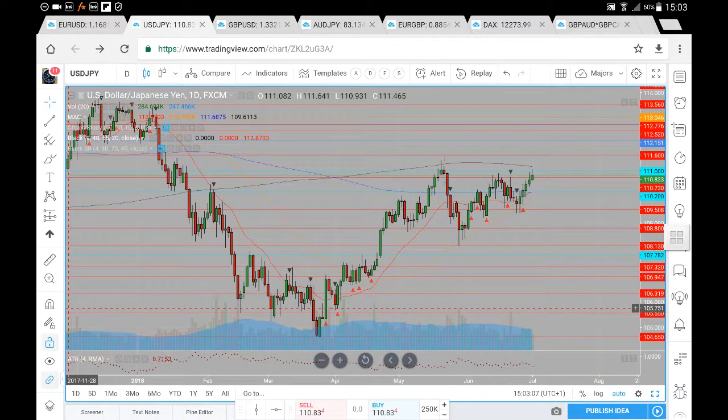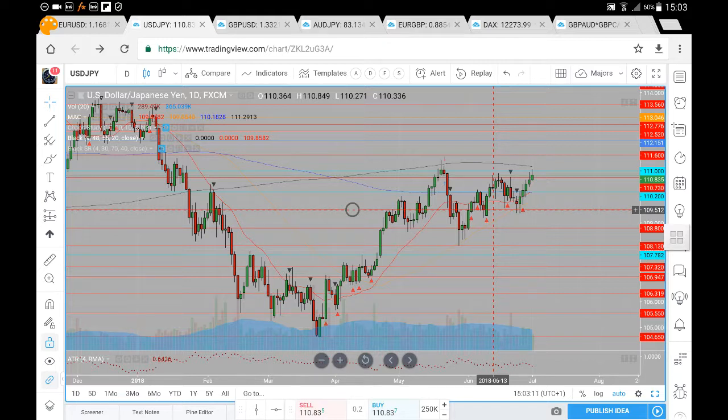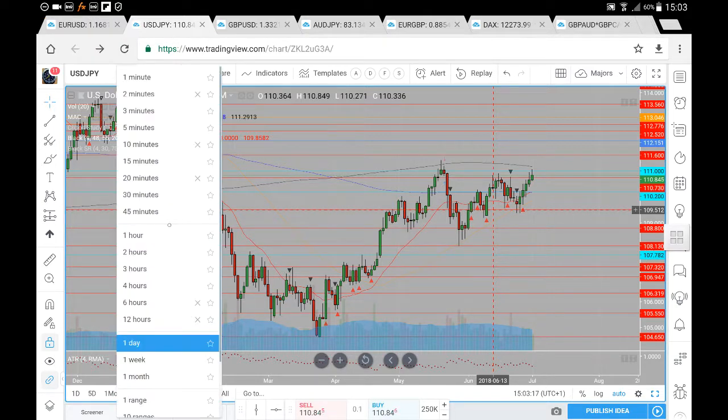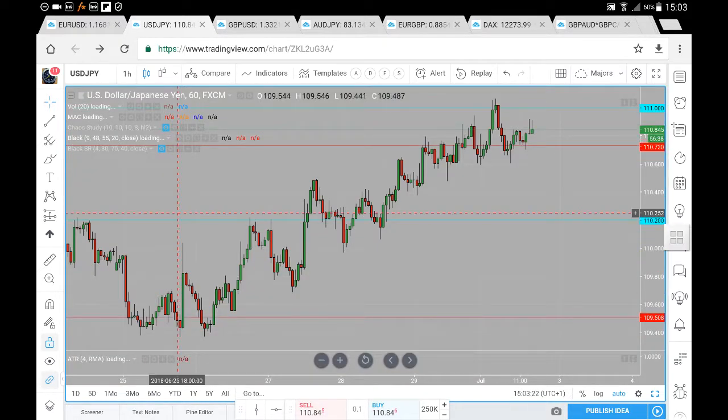So this is the US dollar Japanese yen analysis for Monday the 2nd of July. Now let's just have a look at our prices and where prices may likely go. So probably shouldn't start on a daily chart. Let's just have a look at the hourlies first and see how prices are developing here.